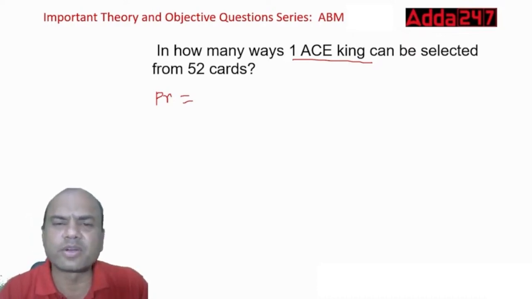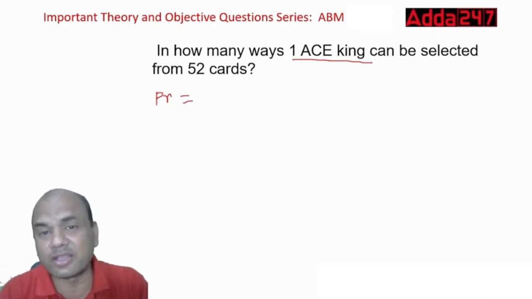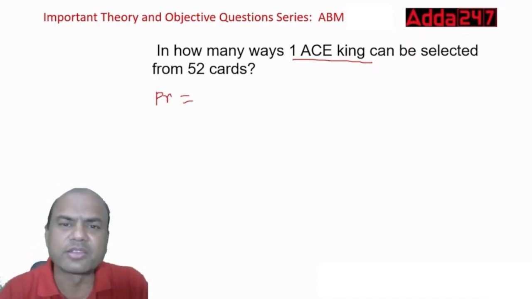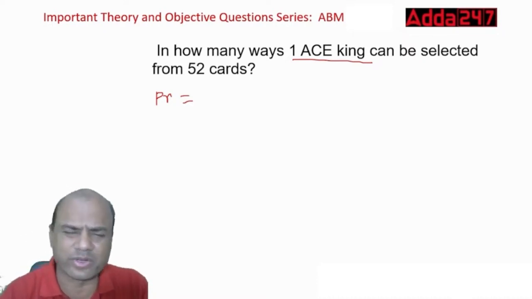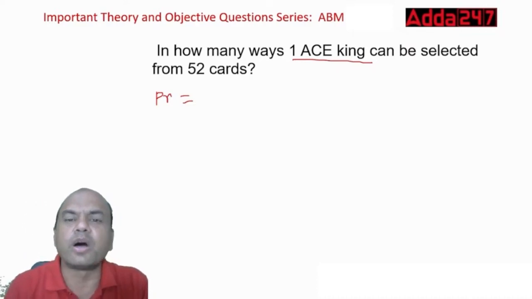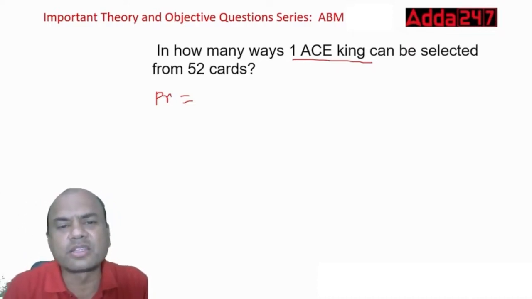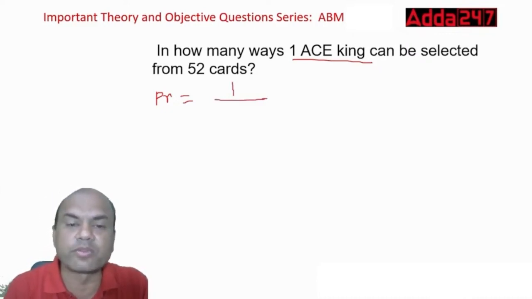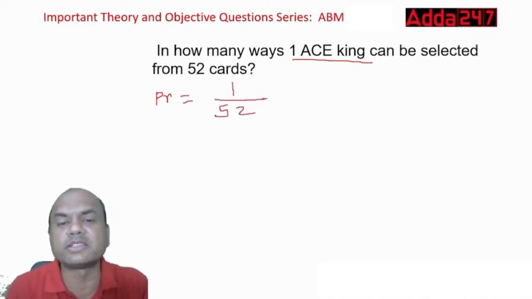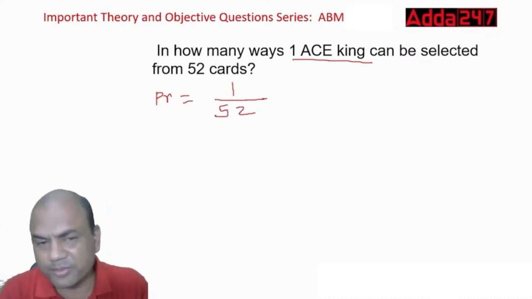And the last one is what? We call it kilver in our Hindi language, right? So these are the four types of cards. So how many ace kings are there? There's only one ace king. Kings are 4, but ace king is only 1. And what is the total number of cards? Total 52. So 1 by 52. That is your answer. Simple, isn't it?